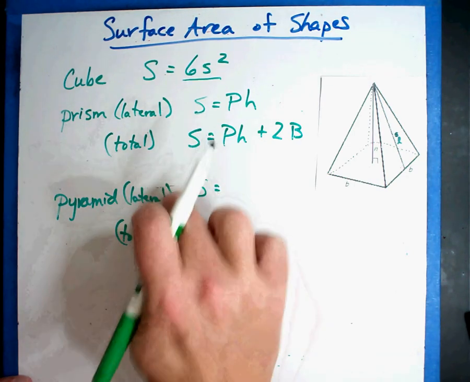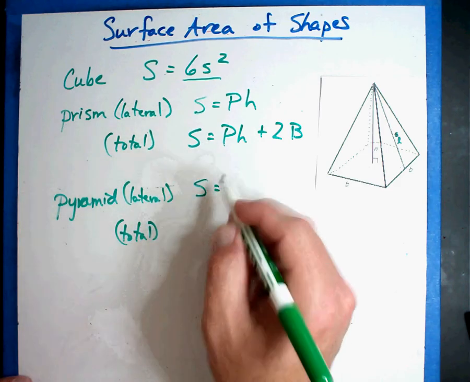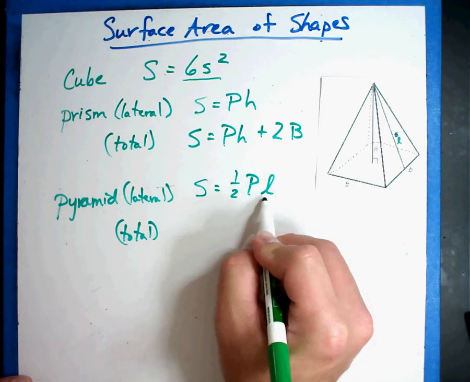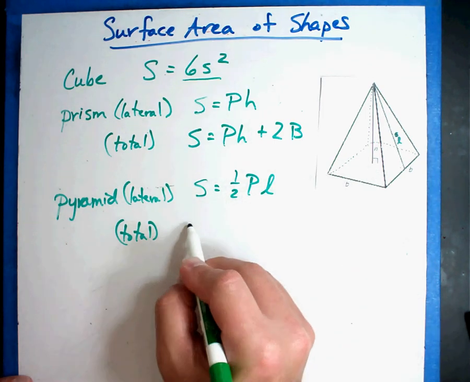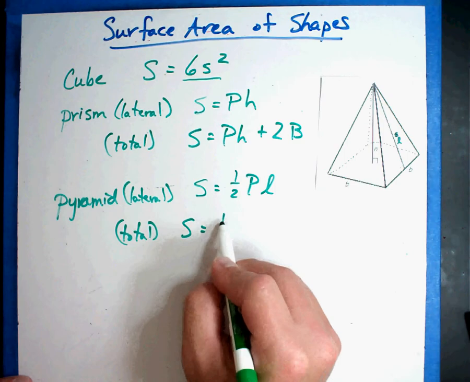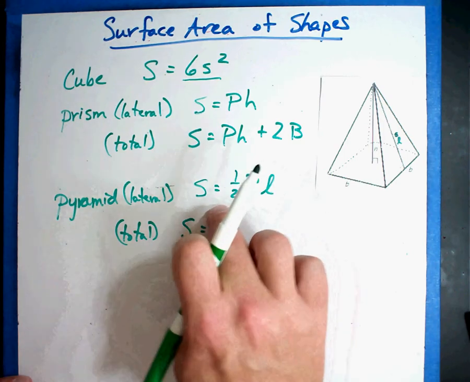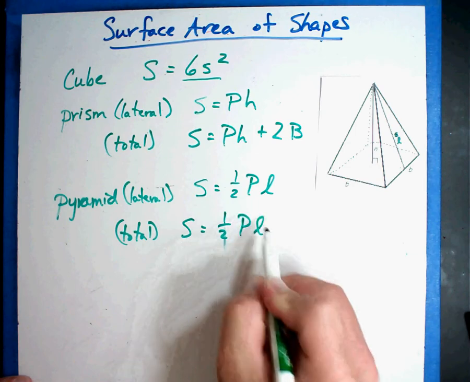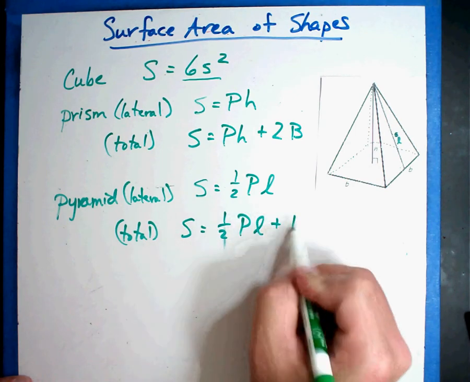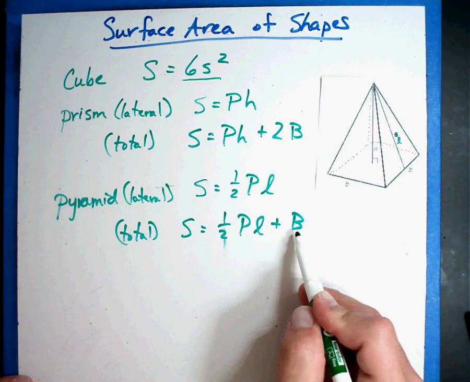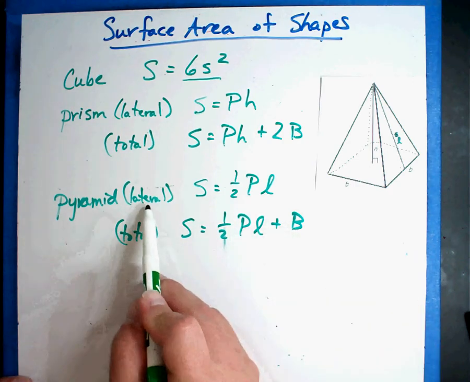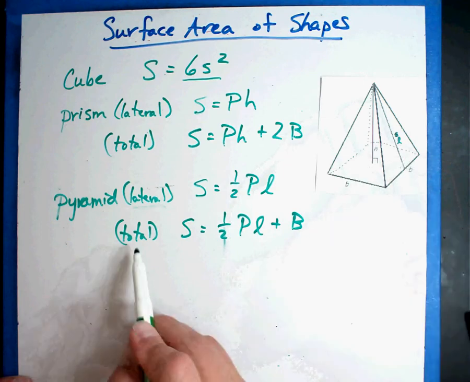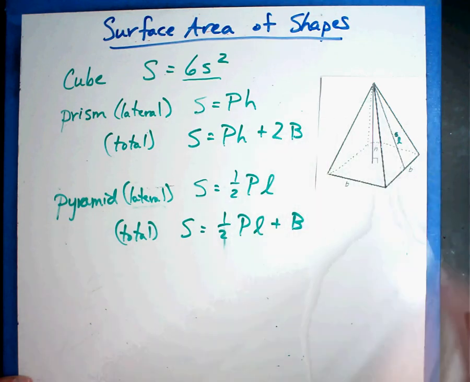Surface area equals 1/2 P times L. Now we just talked about L being the slant height. And total is going to be, make sure I write this right, 1/2 P times L plus B. Remember, B is going to be the base. So the difference between them is, in this pyramid with lateral, we're going to be just painting all the sides around it. Total means we would paint all the sides and the base.